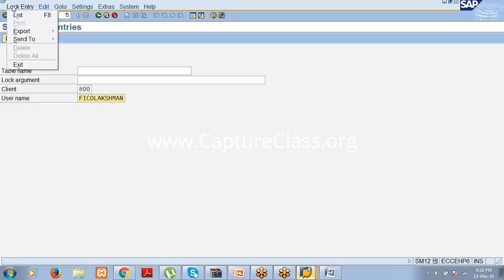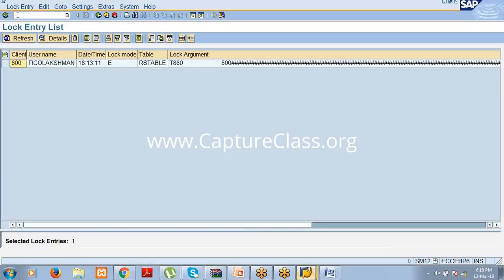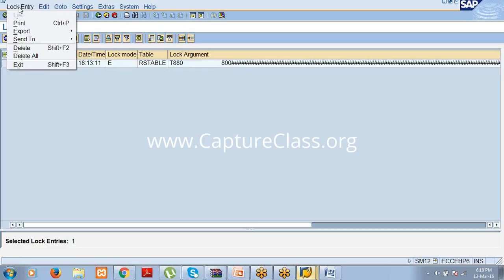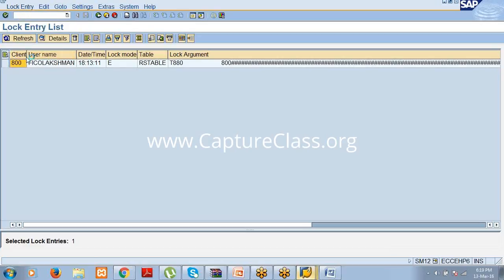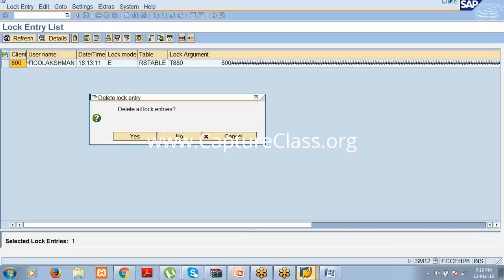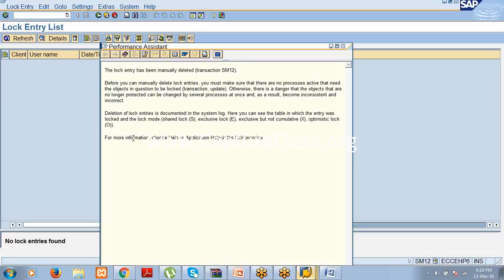Then go to menu Lock Entry, List. Again, go to menu Lock Entry, Delete All. Click yes on the message.